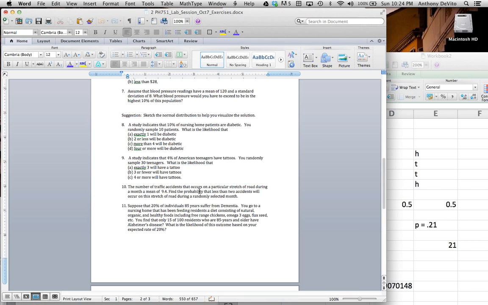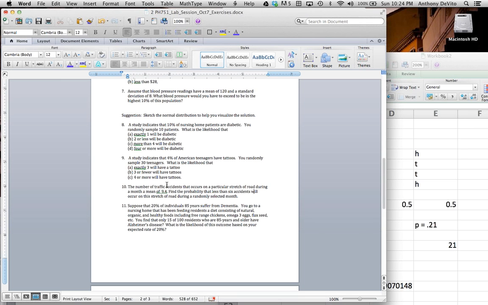has a mean of 9.4. Find the probability that, I'm going to change that, I'm going to say less than 6 accidents will occur on a stretch of road during a randomly selected month. Okay, what's the probability that that's going to happen? That less than 6 accidents when it's an average of 9.4.